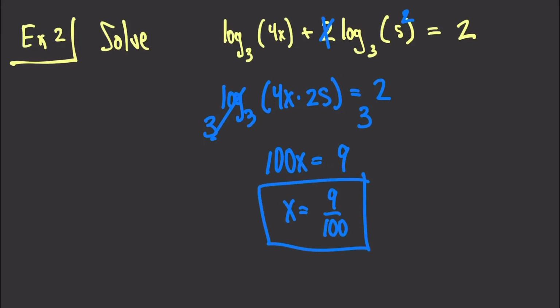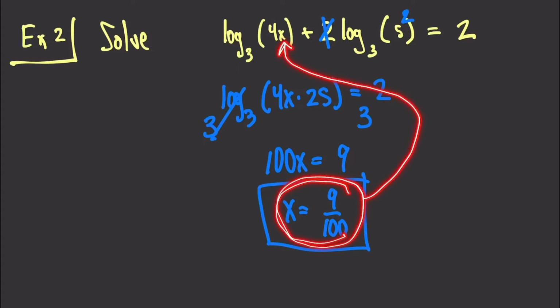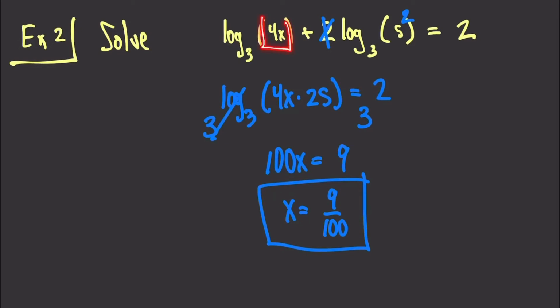Now we should also review, when you get your value for x, you need to check it in the original log equation to make sure that your domain is greater than 0. So what you get for x, you plug it into this expression right here, and that has to be greater than 0. Obviously x is a positive value. 4 times a positive is a positive, so this is going to stay positive.